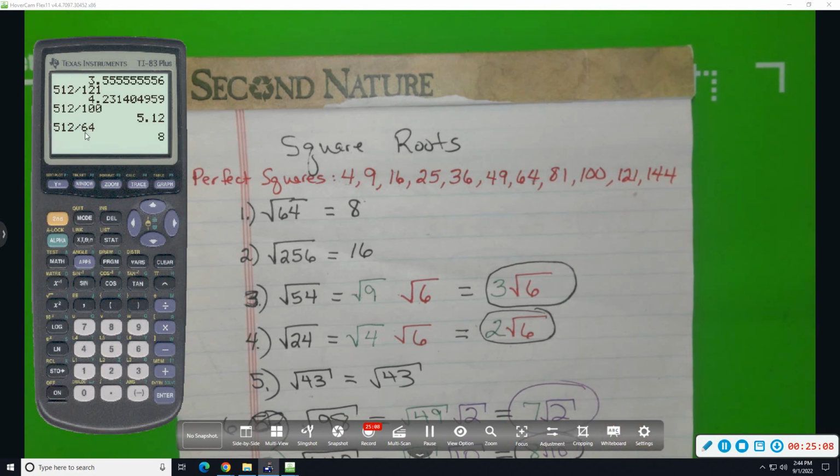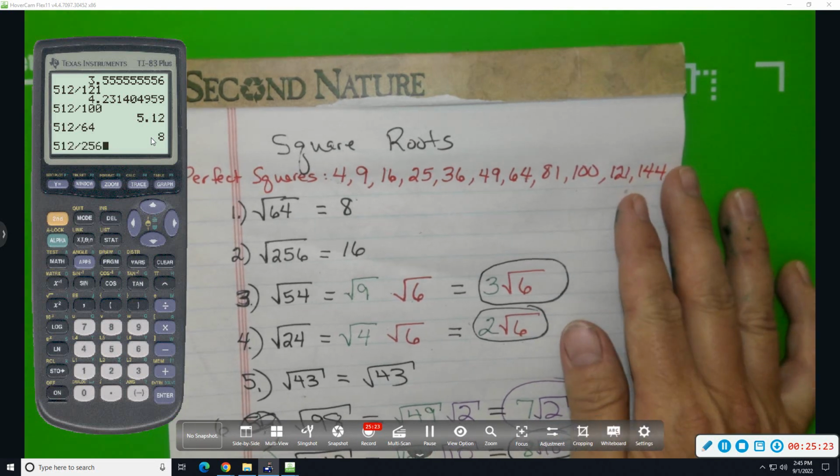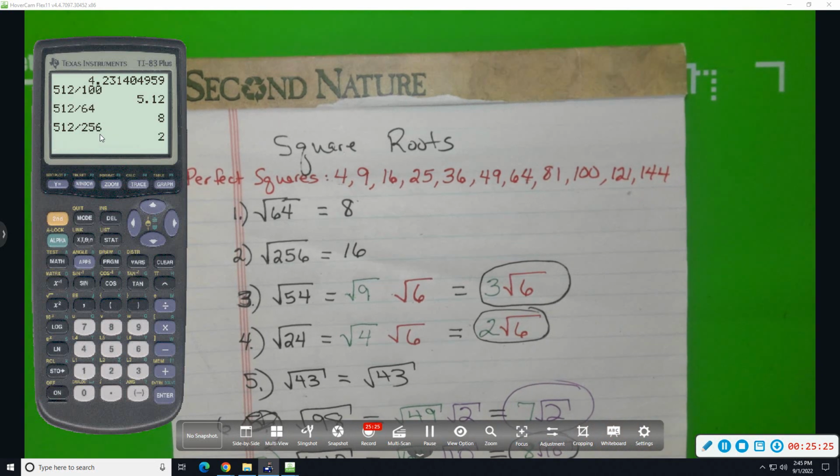Well, I think there's something bigger than that, because 64 times 8 is 512. It'd be 256 times 2. You just have to play around with it. You're going to have to go bigger than that list that we have right here. What's the square root of 256? 16.